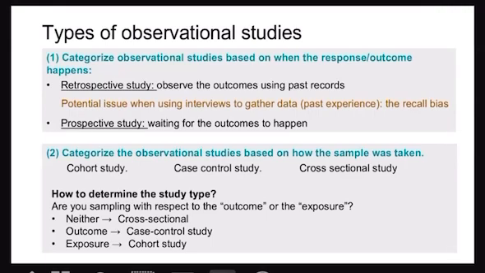Now, if I want to do my sampling with respect to outcome, what is the meaning? Respect to outcome means I deliberately go into the field and sample those who have the disease and those who do not have. That is, I'm sampling with respect to outcome. The outcome has already occurred. Does that make sense? If I sample with respect to outcome, it's going to be a case control study. That's what we call it, sampling with respect to outcome.